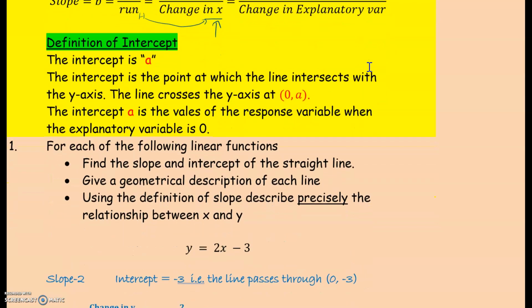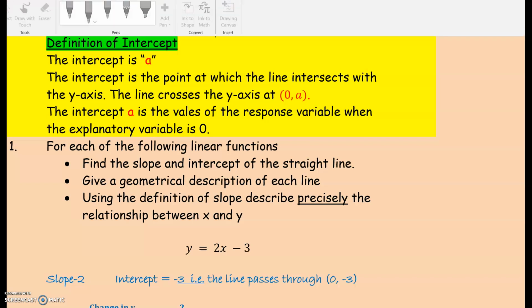Definition of intercept: the intercept is the point we just discussed where the line crosses the y-axis. If it is crossing the y-axis, its x coordinate has to equal 0.